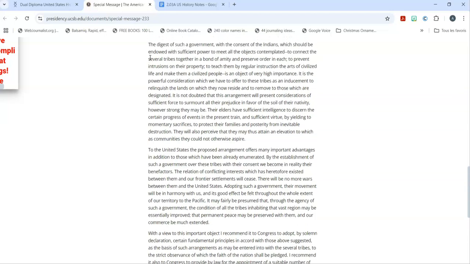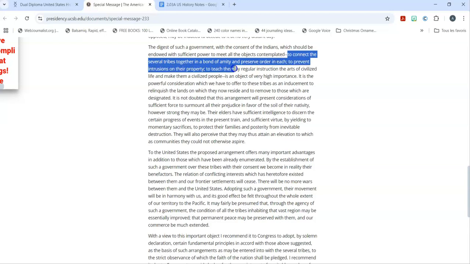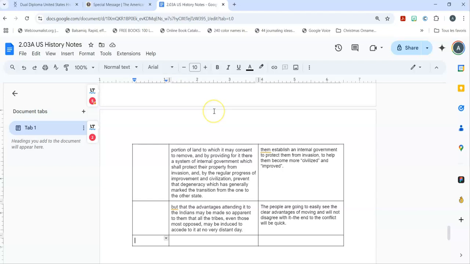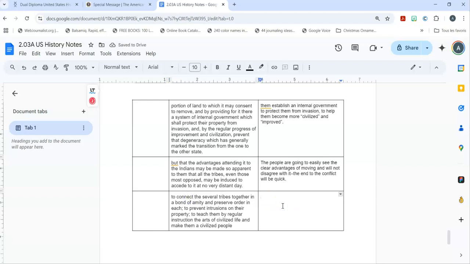So he's saying it's within our best interest to help the tribes be friendly with one another and to teach them how to behave like civilized people. And what he means by this is to behave like how his people behave.